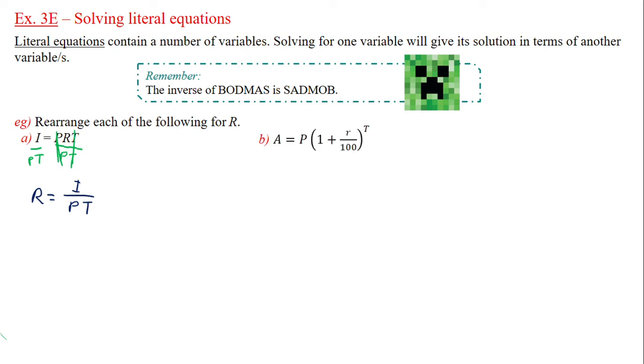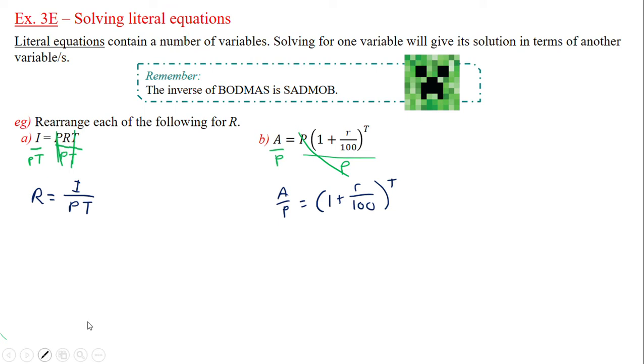We'll try another. This one is much trickier. So we have the compound interest formula, A equals P bracket 1 plus R over 100, all to the power of T. So the first thing that you need to do is we're going to divide by P. So remembering SADMOB, there's no addition and subtraction outside the brackets. There is a multiplication though. So we will divide both sides by P. That gets rid of both of those, giving us A over P equals bracket 1 plus R over 100 to the power of T.